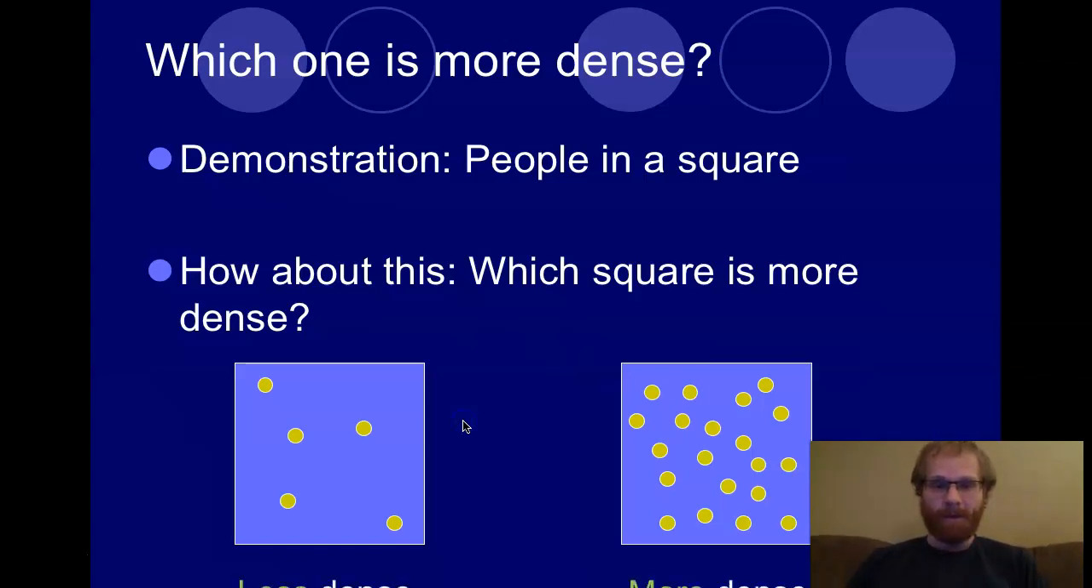So, the one on the left is less dense. There are fewer circles in the same amount of space, and so it is not quite as packed. It's not as filled as the other room is. Okay, let's try one more example problem.